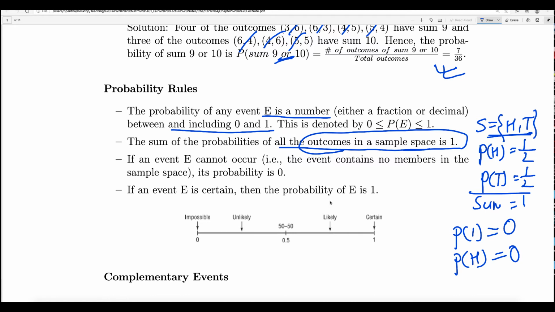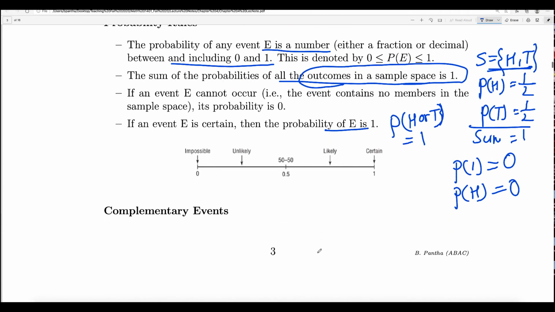And if you are sure that the event occurs, then the probability is 1. For example, if you toss a coin, what is the probability that you get head or tail? Head or tail is sure to happen, right? Either head or tail. So the probability is 1. So these are the rules of probability.